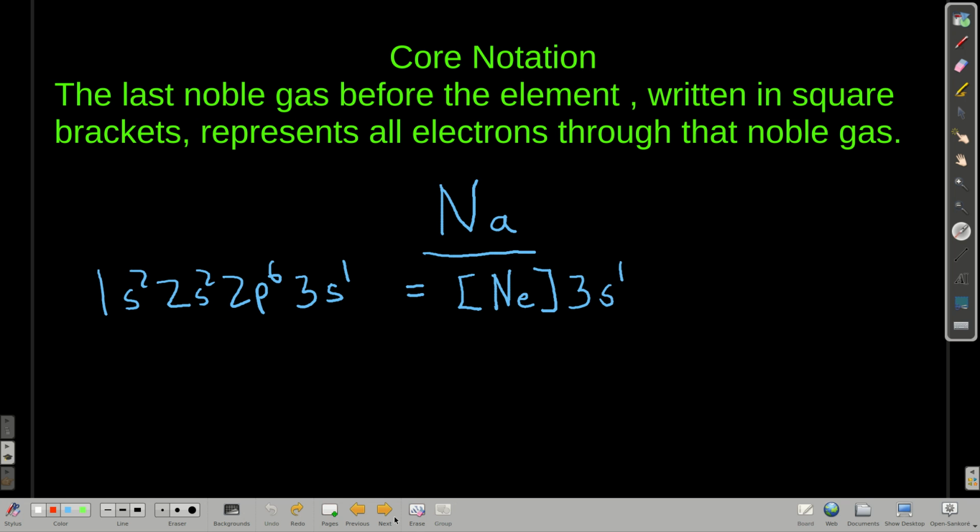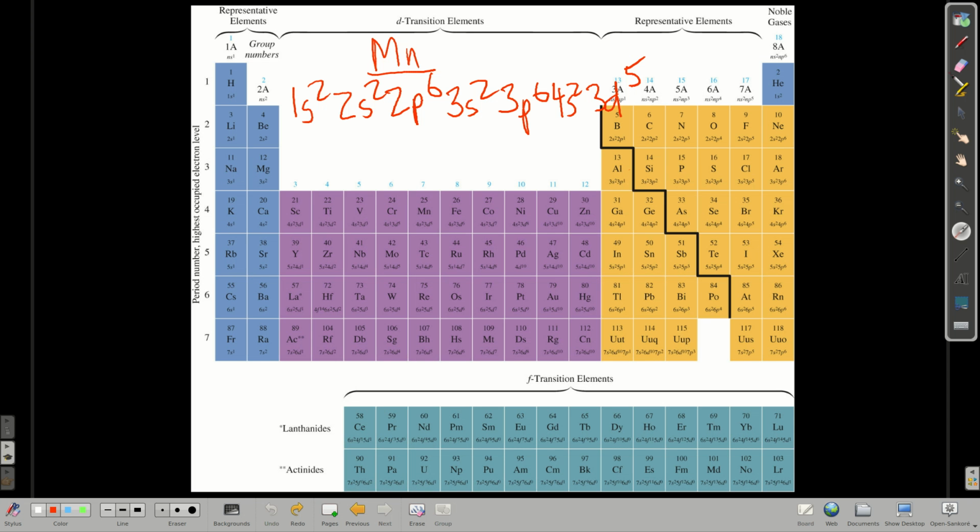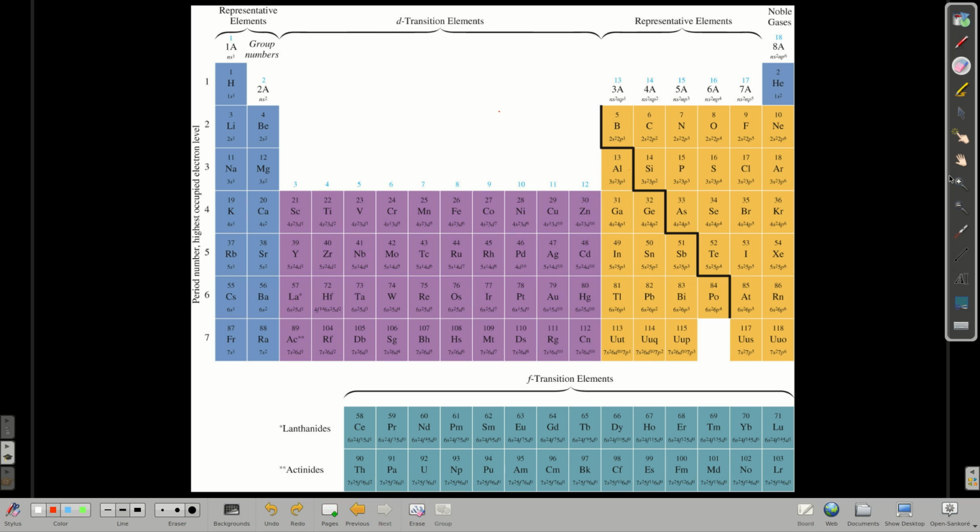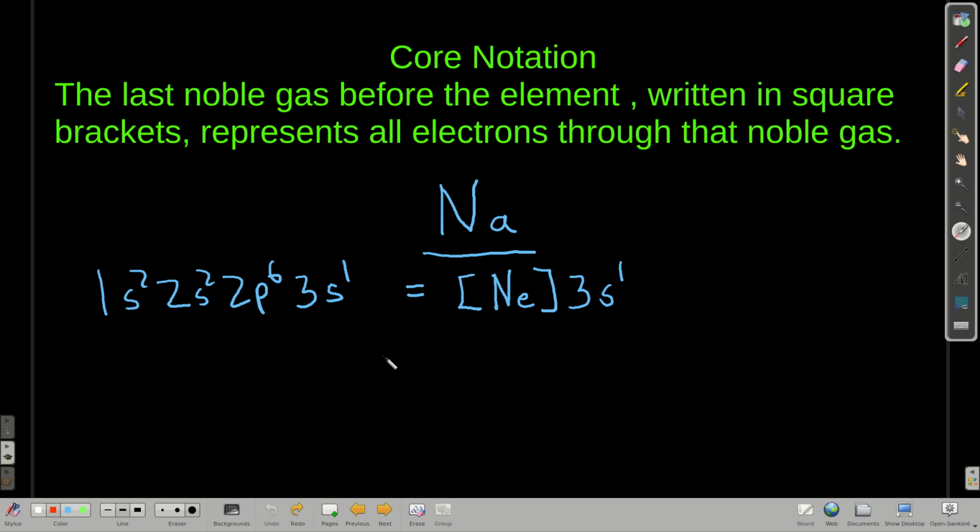So for example, sodium. Let's look at sodium in the periodic table. Right there. Sodium is in the 3rd row, right? So the previous noble gas, reading left to right, top to bottom, before sodium was neon. So if we put neon in brackets, that takes care of all of the electrons, the first 10 electrons, right? The 1s2, 2s2, 2p6. And all we have to do is write 3s1 for sodium, just like this. Neon 3s1. Easy as that. It's good stuff.